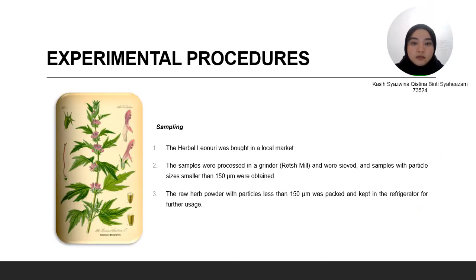For the experimental procedures, I will start with the sampling part, where the herbal Leonurus was bought in a local market and then the samples were processed in a grinder and sieved until samples with particle size smaller than 150 micrometer were obtained, and then the raw herb powder with particles less than 150 micrometer was packed and kept in the refrigerator for further usage.